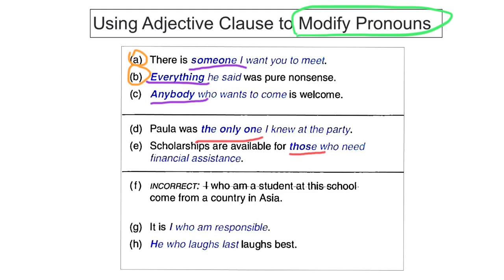Adjective clauses are almost never used to modify personal pronouns. Native English speakers would not write the sentence in F. Example G is possible, but it is very formal and uncommon. Example H is a well-known saying in which he is used as an indefinite pronoun, meaning anyone or any person.